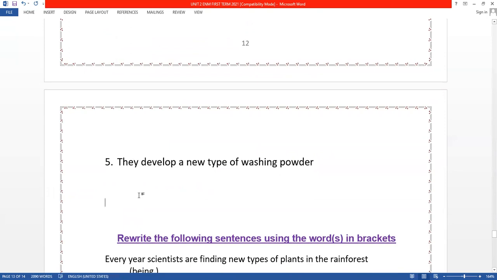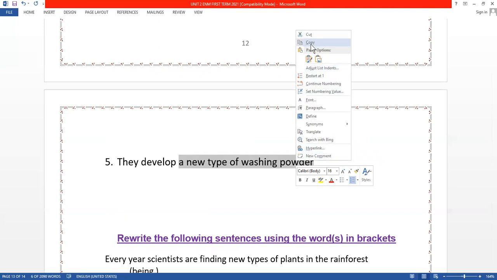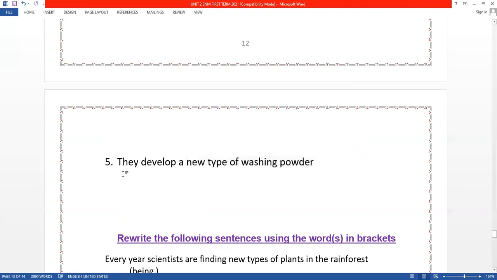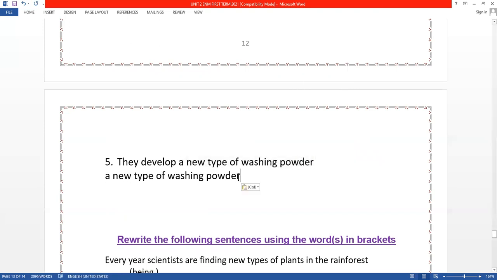They develop a new type of washing powder. This is present simple. A new type of washing powder is the object. A new type of washing powder is developed by them.